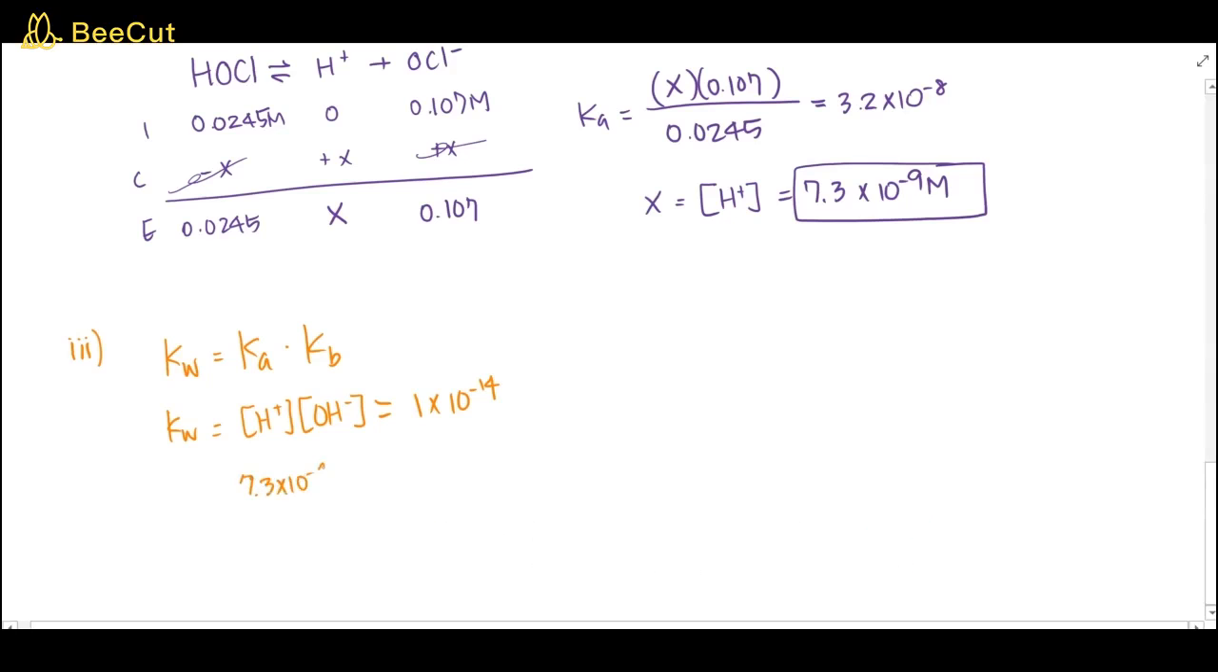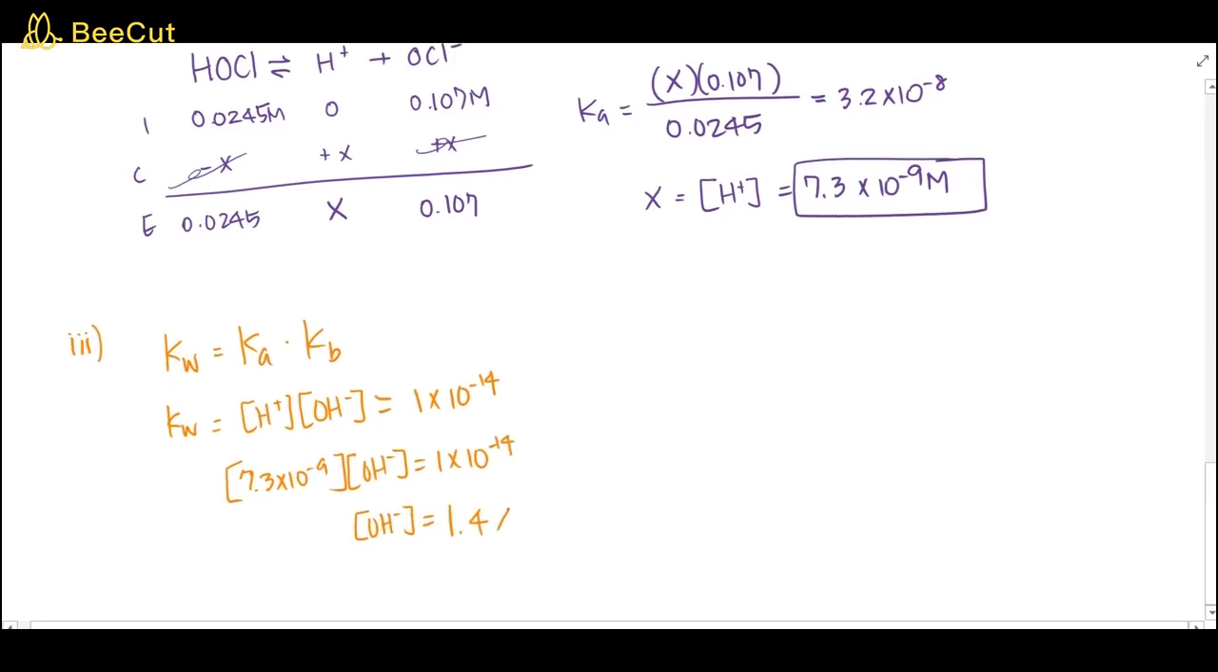So 7.3 times 10 to the negative 9 times OH minus is equal to 1 times 10 to the negative 14. So what is my new concentration of OH minus? My new concentration of OH minus happens to be 1.4 times 10 to the negative 6 molarity. And that's your answer for that.